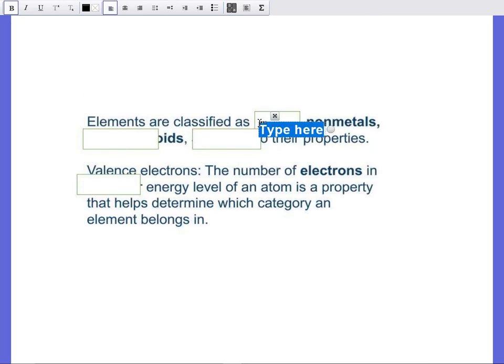There's three different classifications for elements. There are metals, nonmetals, and metalloids. And they have specific properties. Another thing we look at on the periodic table is valence electrons, and valence electrons are just the number of electrons in the outside energy level, so the last energy level.